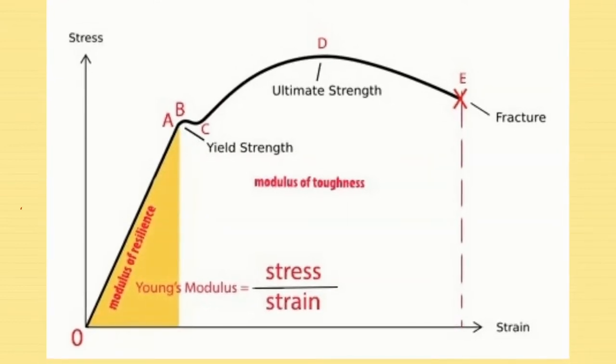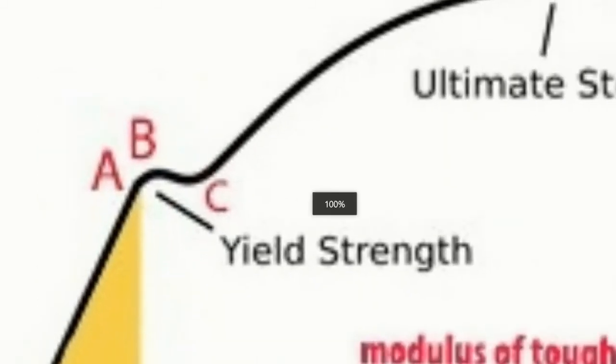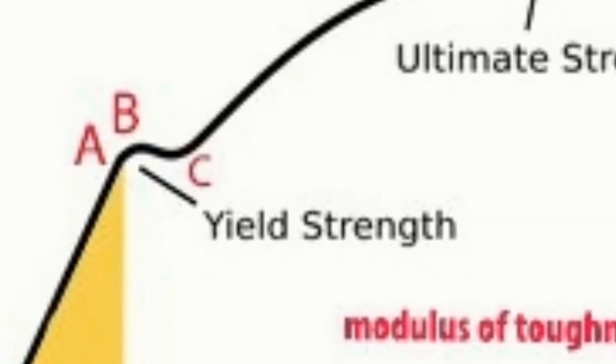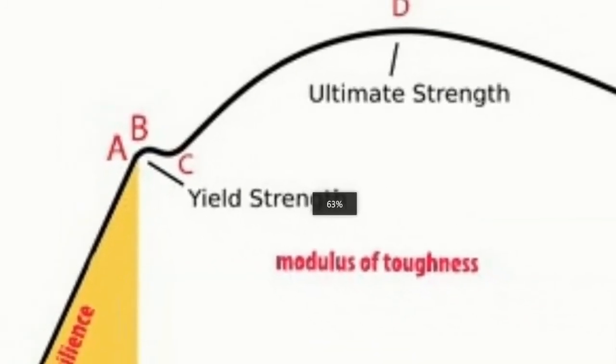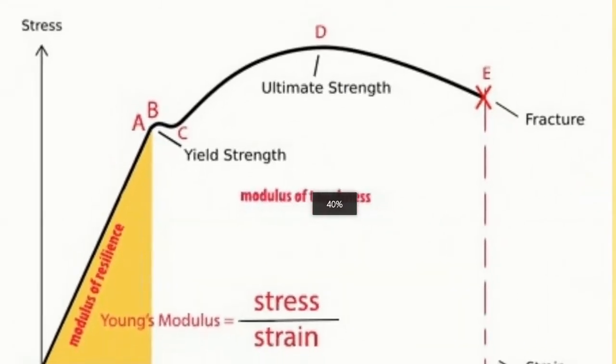When we look at this region right here, let's zoom in on A, B, and C. What's going on in this zone is called yielding. Basically when it passes this point, the part has become deformed and will not return to its original shape. This little point in here is called the yield point, and it's also labeled in our diagram as yield strength. That's how much it can take before it deforms.